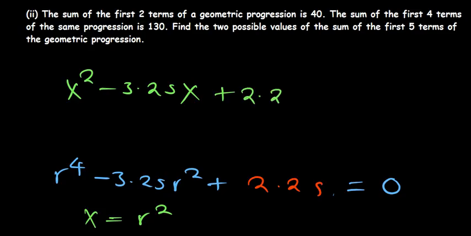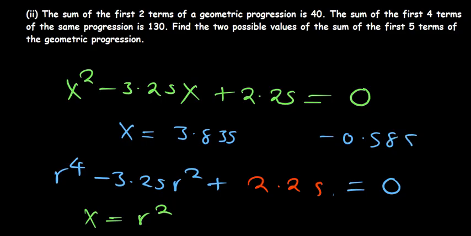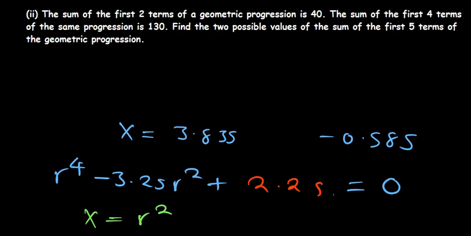Okay. So now I'll leave it up to you. Please make a step and solve that quadratic equation. Okay. Solve the quadratic equation. Pause the video and solve the quadratic equation. Okay, so the x values are 3.835 or negative 0.585.